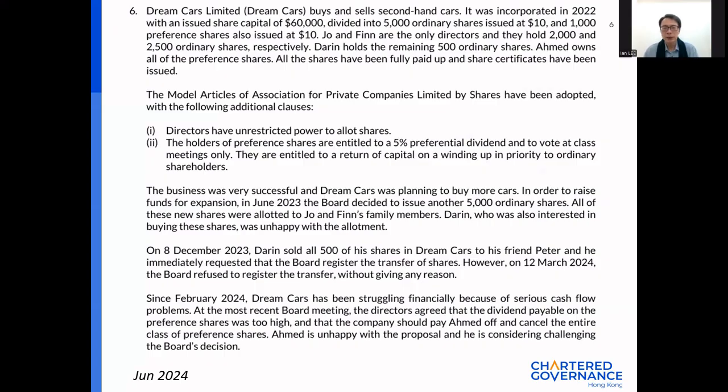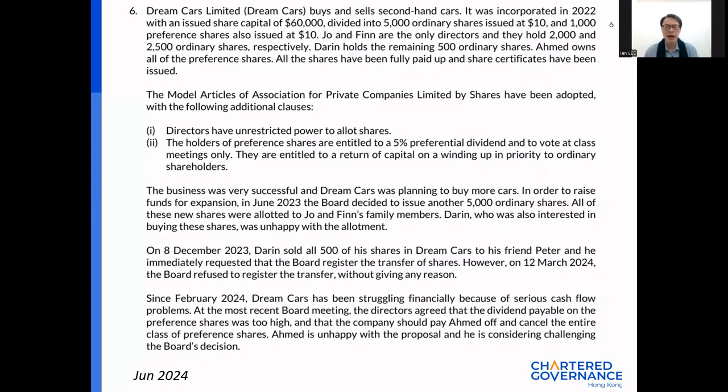So they are entitled to a return of capital on a winding up in priority to ordinary shareholders. Okay, so here you can see is preference shareholders normally their dividends get paid before ordinary shareholders. That's the norm. Here is also specified if there's a situation of return of capital, the preference shareholders also have priority over the ordinary shareholders.